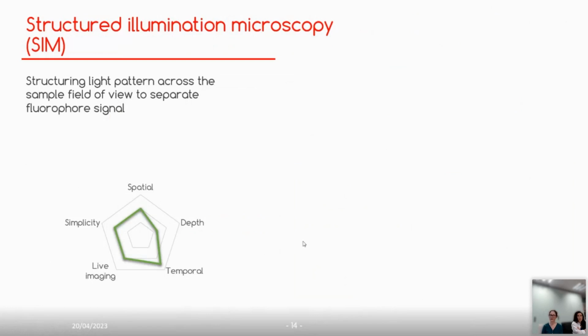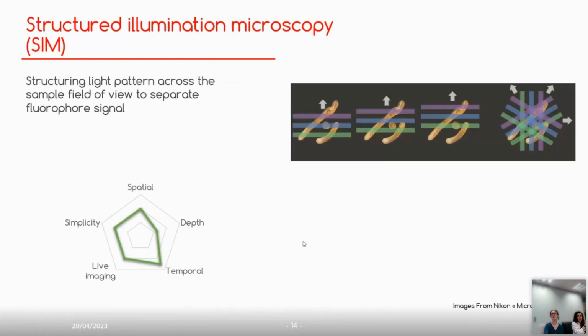Another technique that can be used and is usually favored due to its ease of implementation is structured illumination microscopy, and it's really well dedicated to live imaging. It's one of the best compromises between resolution and live imaging. You apply a structuring pattern across the sample field of view, and by moving it several times, you give access to high frequency information from your images, which gives you access to the tiniest detail in the sample.